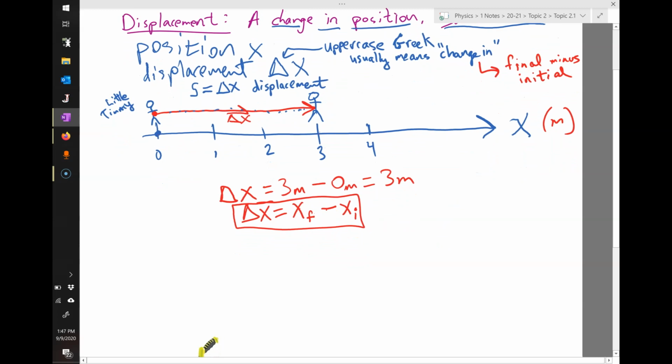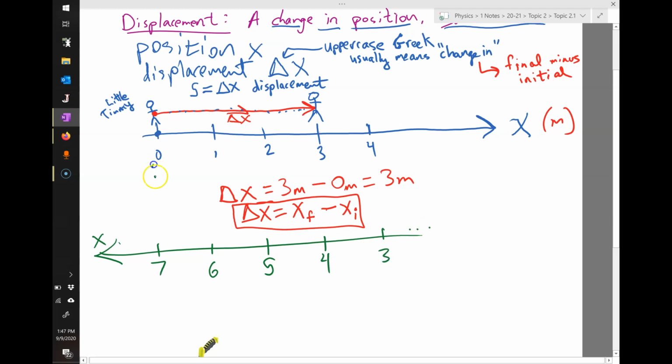So his displacement is 3 meters, but what if you did not use the same frame of reference as me? What if in your frame of reference this way was positive for you, and so that was, let's say, 7, 6, 5, 4, 3... He would have started here at 7, and he would have finished here at 4. So your delta x in your frame of reference would have been final, which is 4, minus initial, which is 7, which gives you -3.